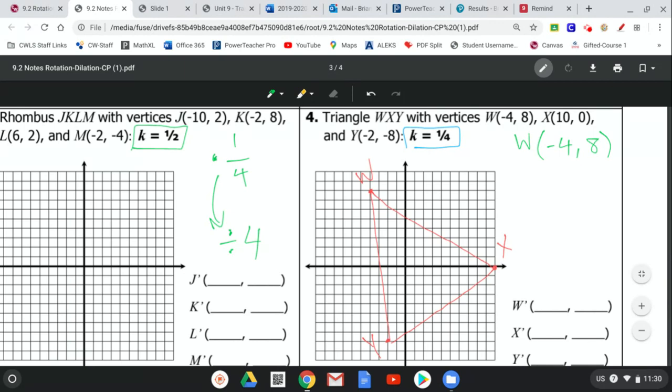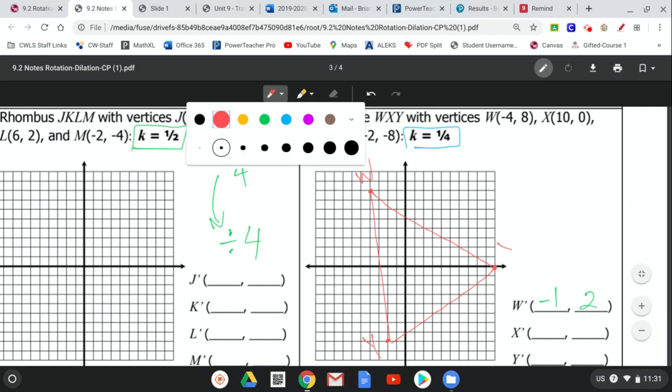We're dividing by 4. I'm going to take W, and to go to the coordinate for W prime, I'm going to divide by 4. So -4 divided by 4 gives me -1. Same thing on the other side, divide by 4. 8 divided by 4 is going to give me 2. So the coordinate for W prime is (-1, 2).